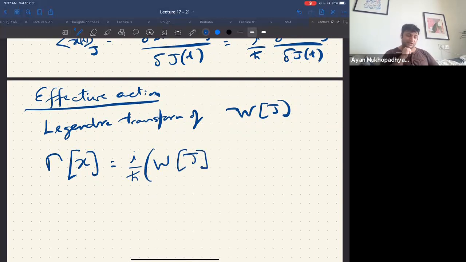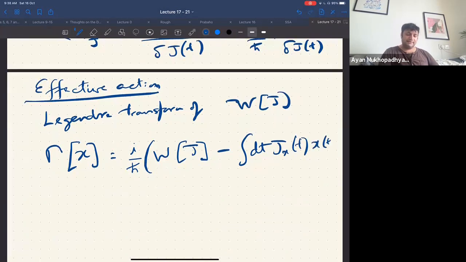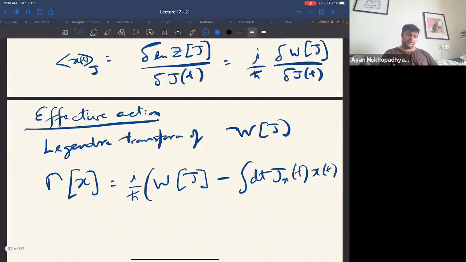I don't know if I should keep this i by h bar or not. Maybe we'll figure it out later. So this is dt, and then J(t) x(t). Let me explain what I've done here.